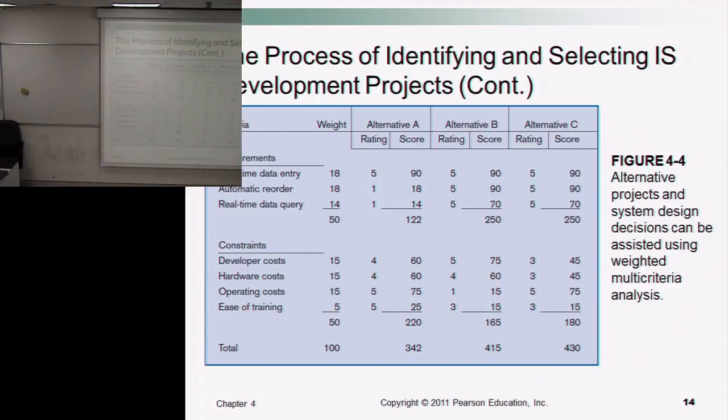Now if you look at this 415, look at this 342, from these numbers it is very much clear that option C is the best option. So let's select this option and start developing this project, start working on it.